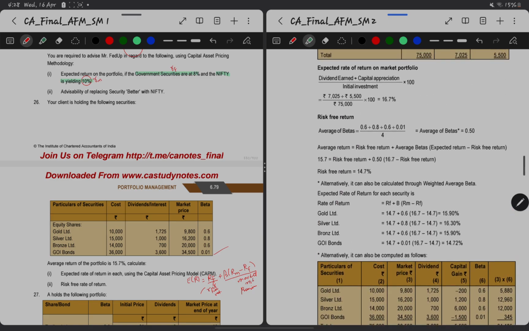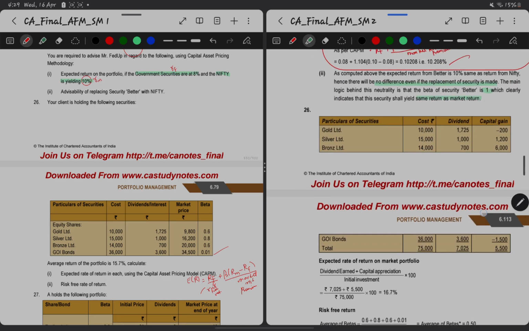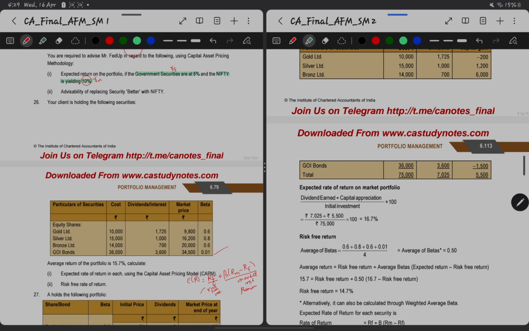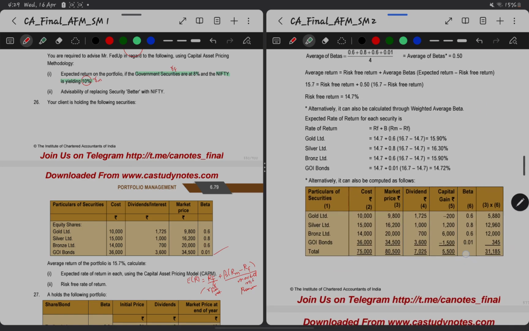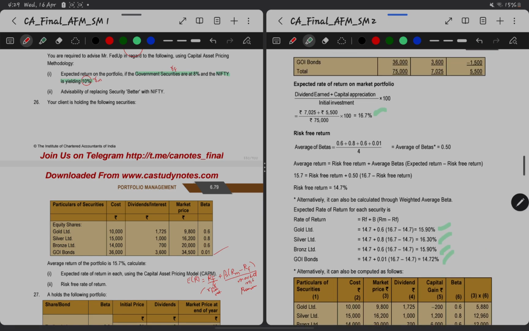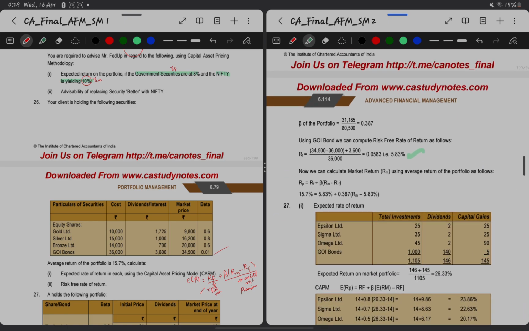The other way: we know the average return is 15.7. The expected market return they have calculated as 16.7, based on the securities given. They individually calculated the capital gain, dividend and cost, then found the expected return of the market. They use that as the base for the return on the market portfolio. So we will get the CAPM return for each and every security. That is the conclusion of this question.